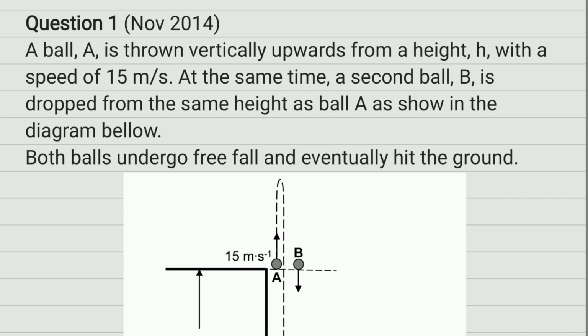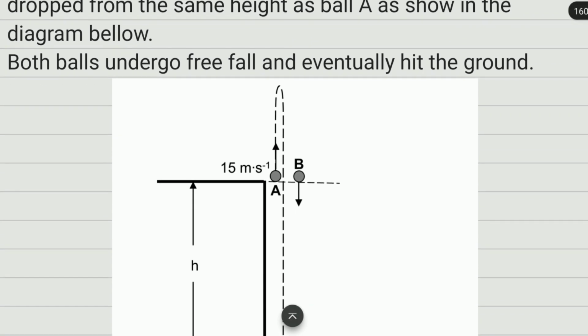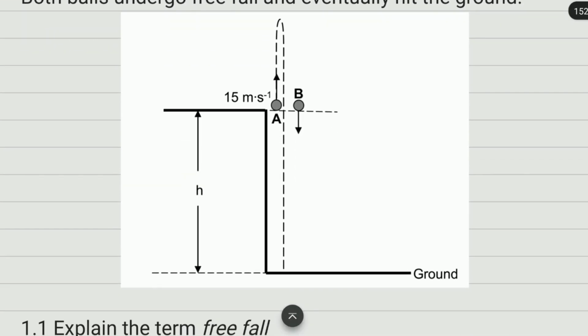Now, the first question says a ball A is thrown vertically upward from height H with a speed of 15 meters per second. At the same time, a second ball B is dropped from the same height as ball A, as shown in the diagram below. Both balls undergo free fall and eventually hit the ground. And here is the picture of what happened. You have a ball A which has been thrown upward at 15 meters per second and a ball B which is being dropped from that height.